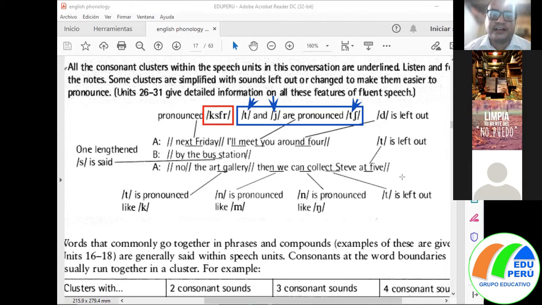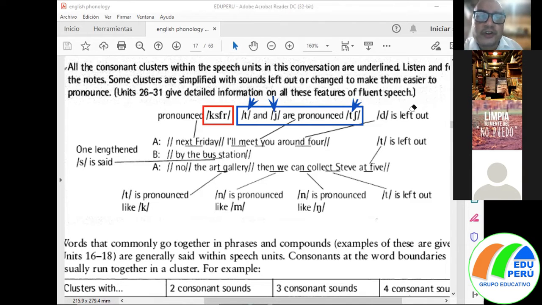Now, let's pass to the other side. Around 4. Notice here that we have again a cluster. All right, around 4. Around finishes in the sounds n and d, and then you have the other sound, d. Notice we have the three sounds together: n, d, and d.